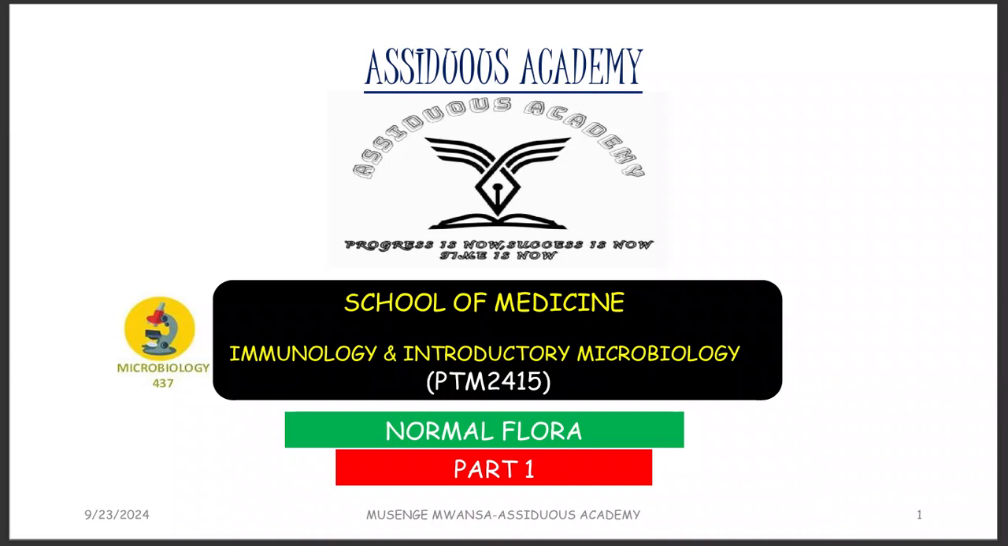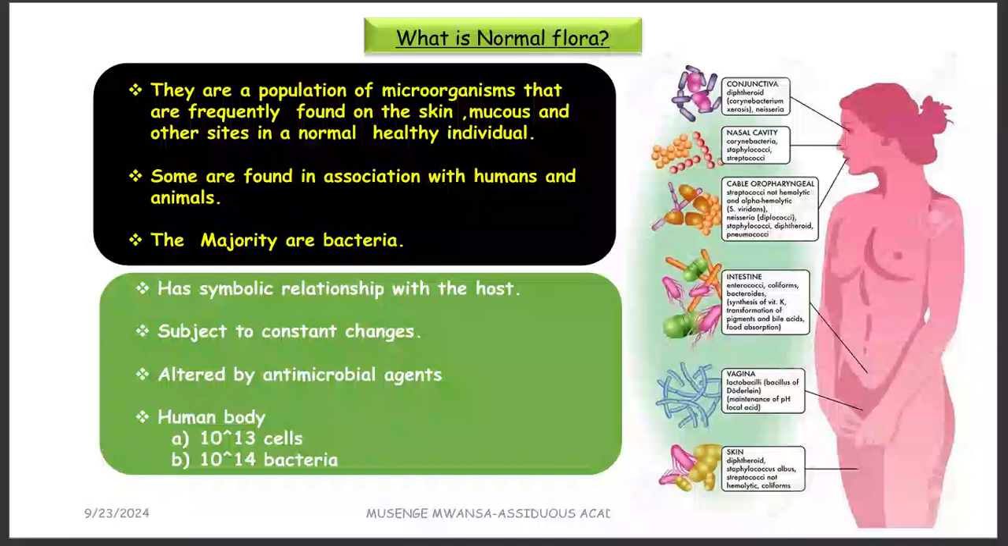So this is now normal flora. First thing you need to understand is what is normal flora. Normal flora is a population of microorganisms that are frequently found in the skin, mucus, and other sites in a normal healthy individual. They are found in association with humans and animals, and the majority of them are bacteria.